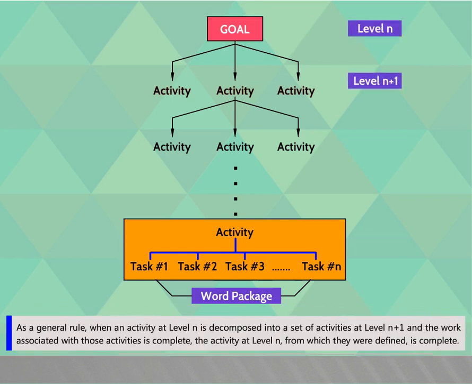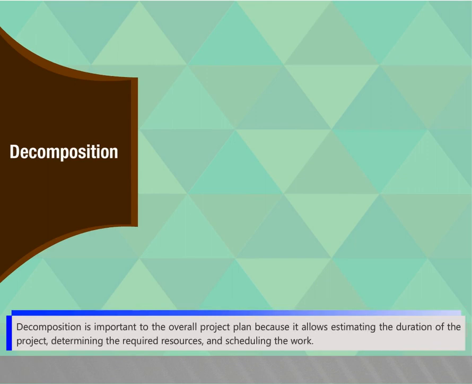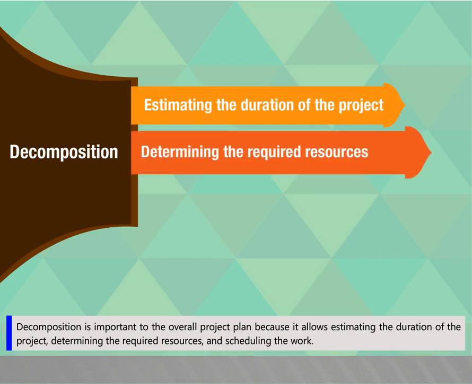As a general rule, when an activity at level n is decomposed into a set of activities at level n+1 and the work associated with those activities is complete, the activity at level n from which they were defined is complete. Decomposition is important to the overall project plan because it allows us to estimate the duration of the project, determine the required resources, and schedule the work.